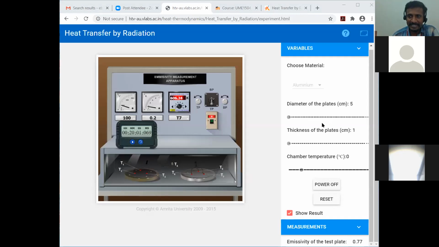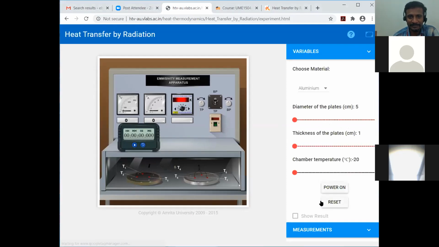Now let me repeat the same experiment with another material, so that those of you who missed, probably you can just check whether you're able to follow or not. Every time you have to reset it, it will reload. Now let me go with the steel. I'm taking steel as my material. I don't want to change the material dimensions. Chamber temperature can be as it is, or I can try to bring it to 20 degrees Celsius.